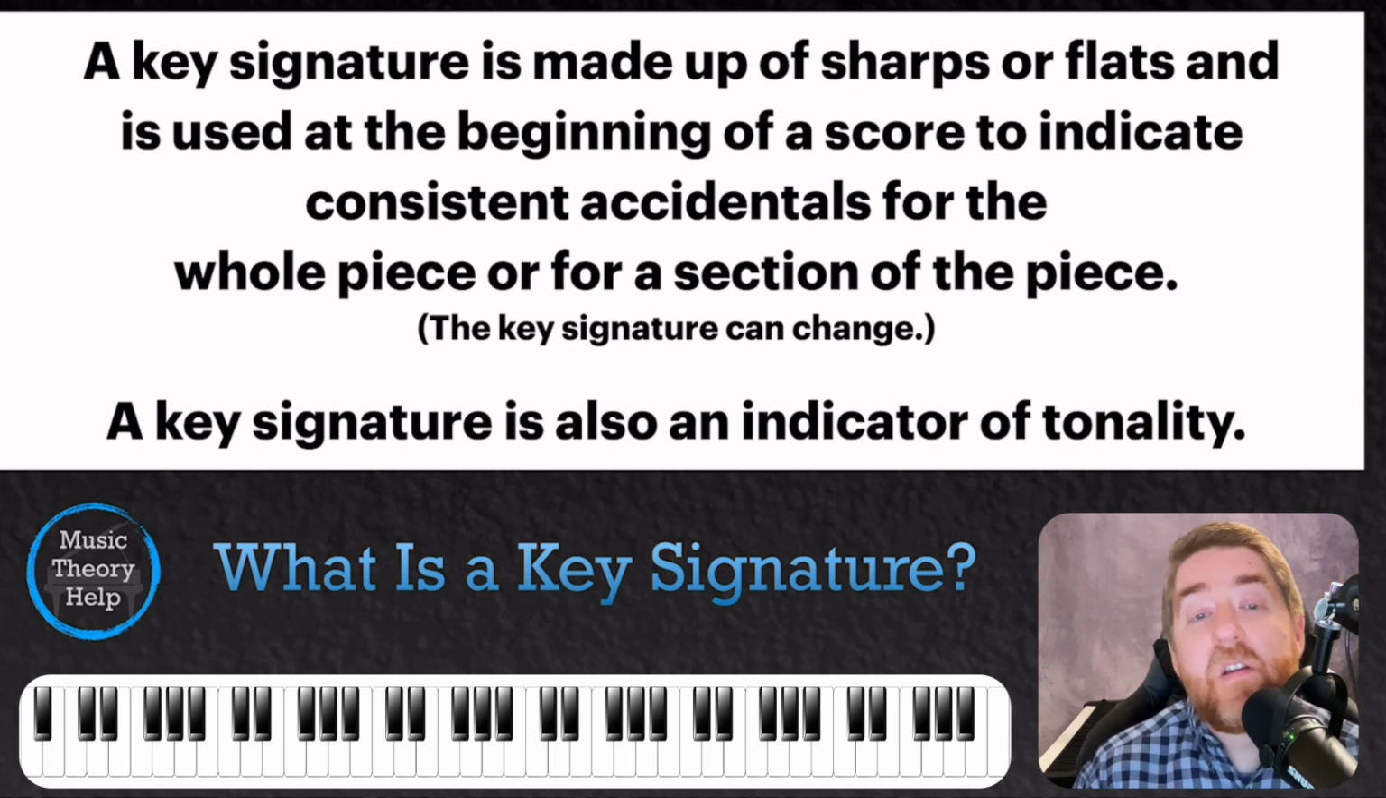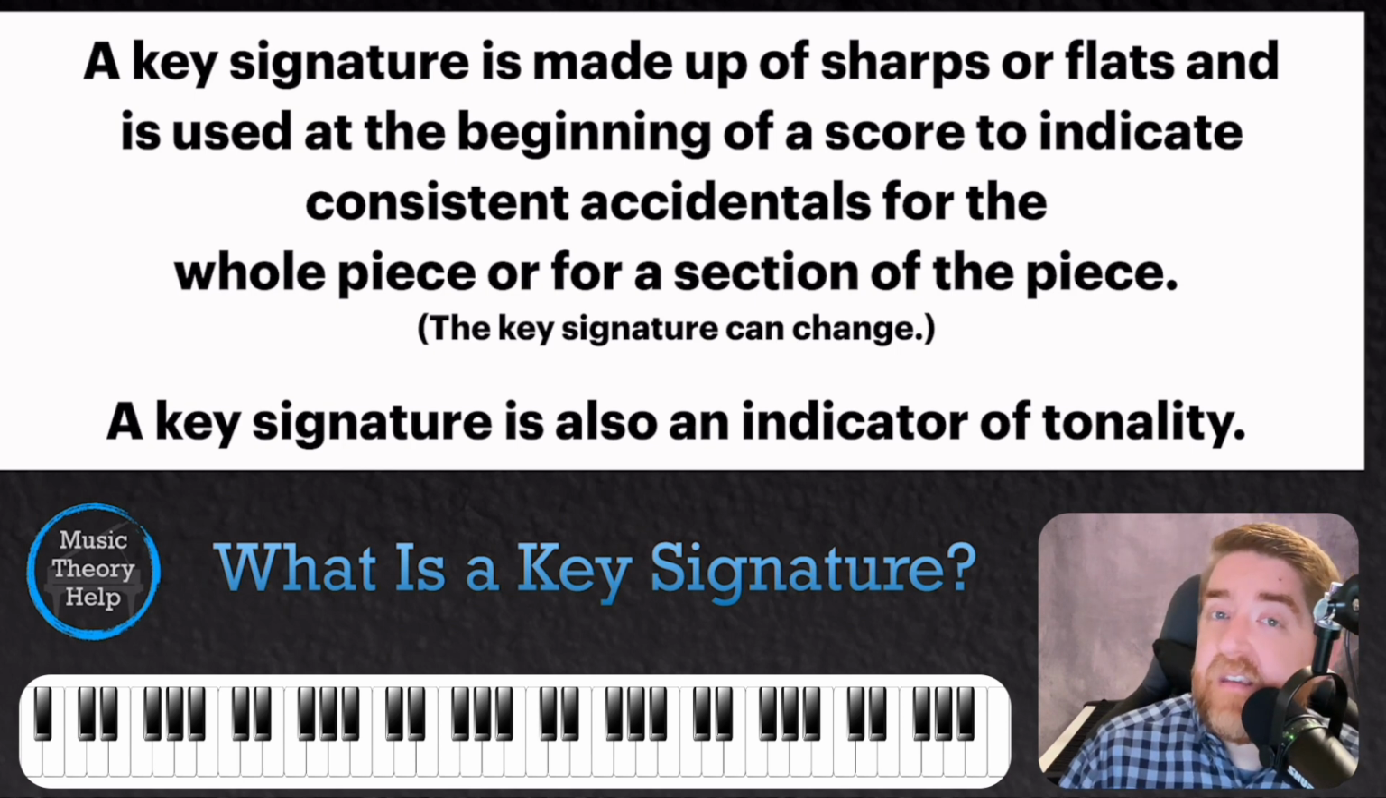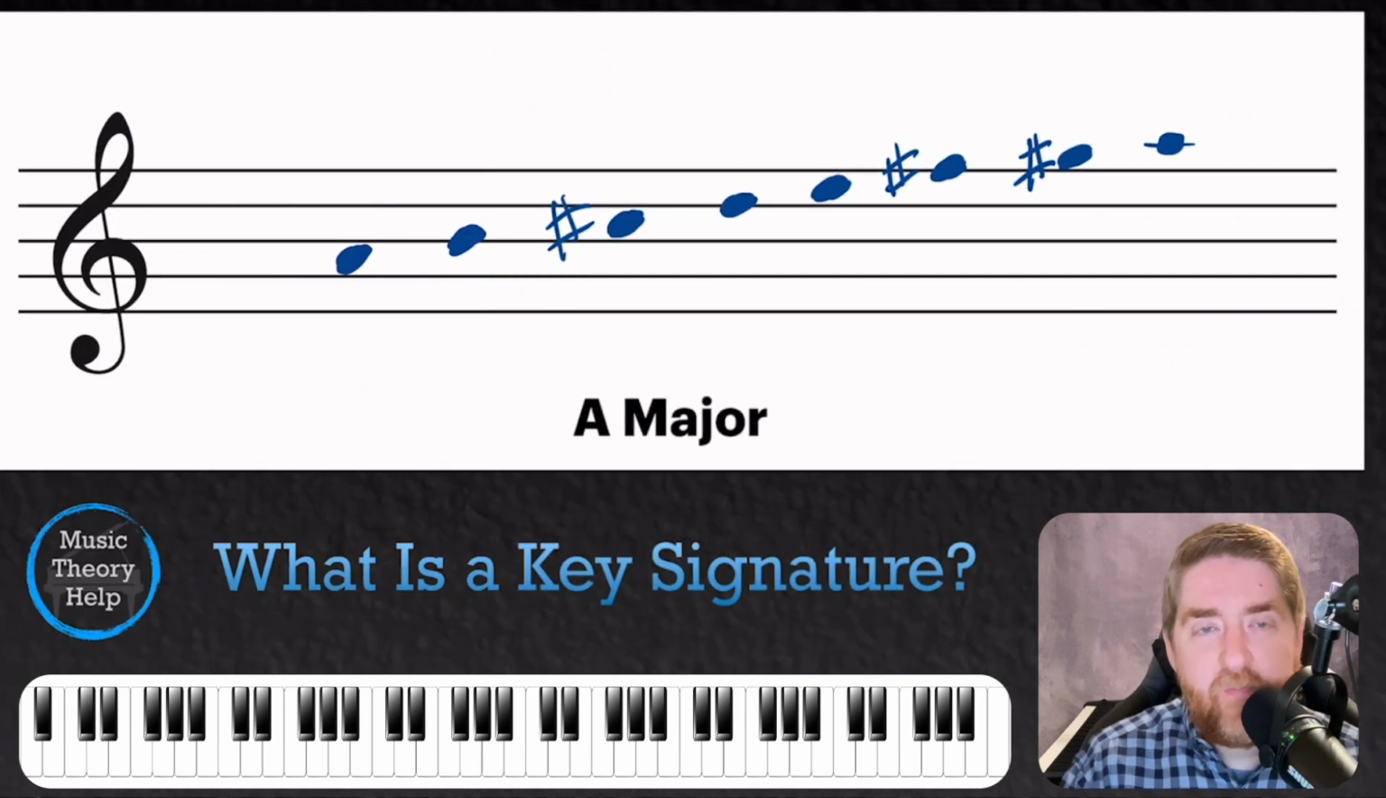A key signature is also an indicator of tonality. However, it's not the only indicator, and the key signature alone isn't enough to indicate what key a piece of music is in. You have to actually look at the music itself, because the same key signatures that we use for major keys can be used for other minor keys. So we have to look at the music itself.